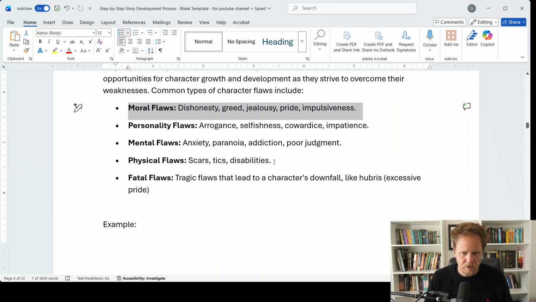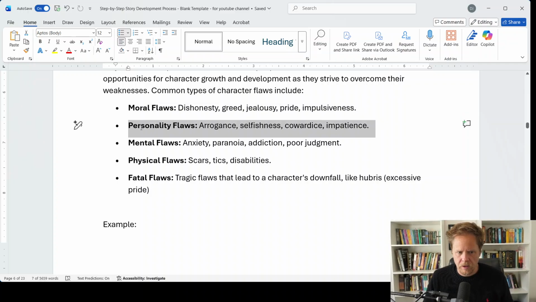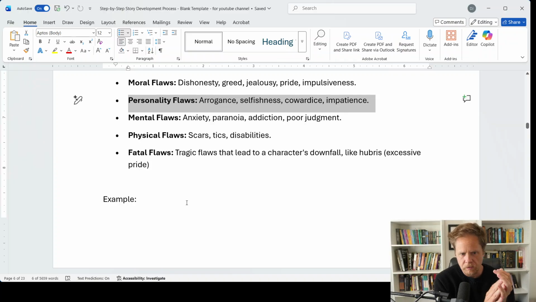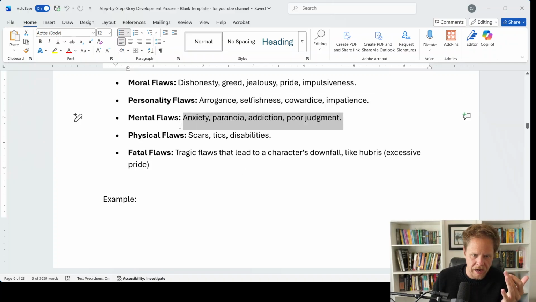That's one type of character flaw you can give your character. You can also give them personality flaws like arrogance or selfishness or cowardice or impatience. You can give them mental flaws, anxiety, paranoia, addiction.